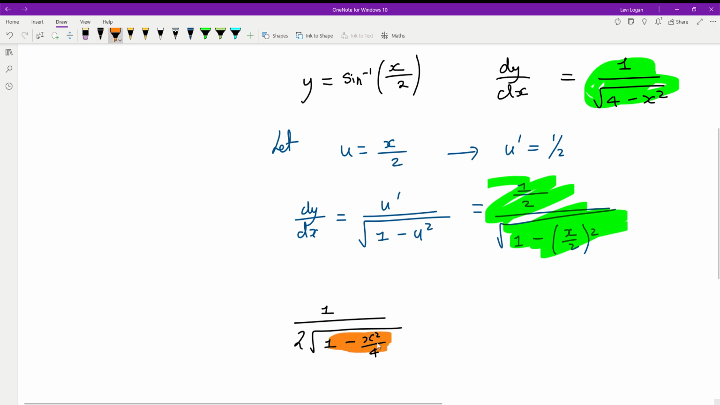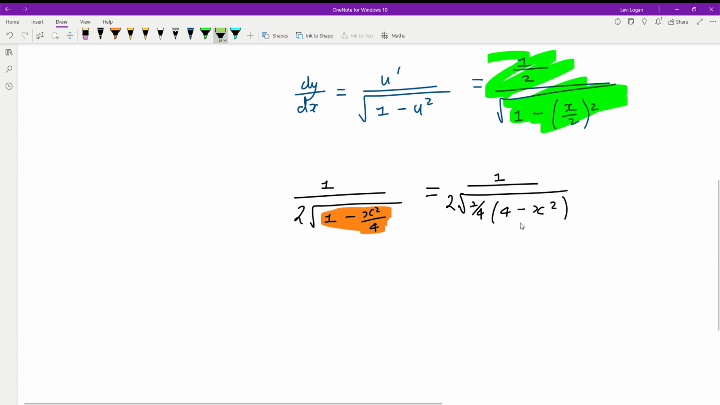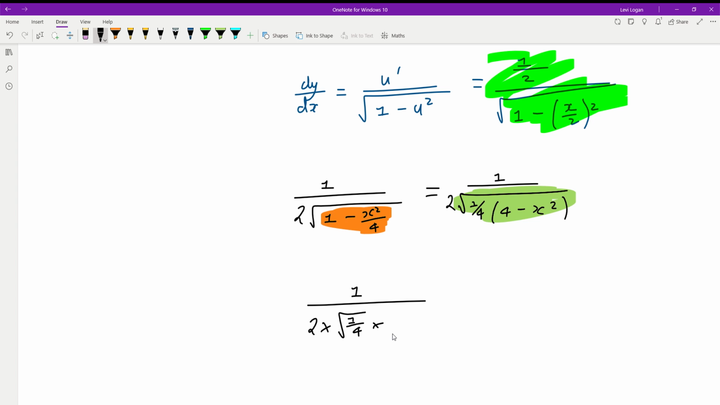Now we're going to do a little trick in here. We're going to take out a factor of a fourth because we want to get rid of that fraction to make it look a bit nicer. So what we'd have is 1 over 2 times the square root of 1/4, and if you factor that out here, what you're going to have is 4 minus x squared. So it's starting to look like that green bit there. Now we can actually break up this root into its parts, so we can rewrite it as 1 over 2 times the square root of 1 on 4 times the square root of 4 minus x squared.